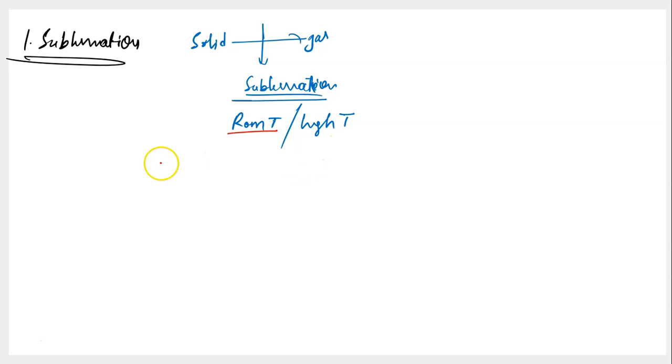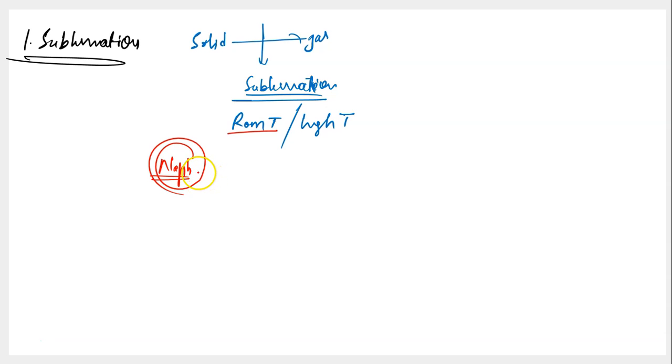You might have seen the naphthalene balls which we use as insect repellents in the cupboards and also in the sinks. These naphthalene balls are made up of an organic molecule called naphthalene. So this naphthalene is a sublimable material.